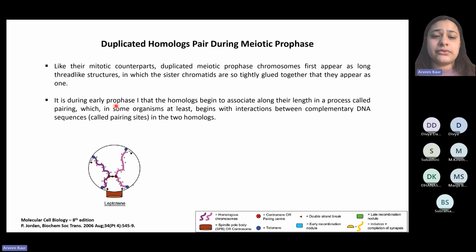Also, it is during early prophase 1 that the homologues actually begin to associate along their length in a process called pairing, which in some organisms at least begins with interaction between complementary DNA sequences called pairing sites in the two homologous chromosomes. If we are saying that two chromosomes are homologues of one another, it means that they have very similar properties. So there will be some complementary DNA sequence sites present. These will be the pairing sites, among which physical binding will actually occur.